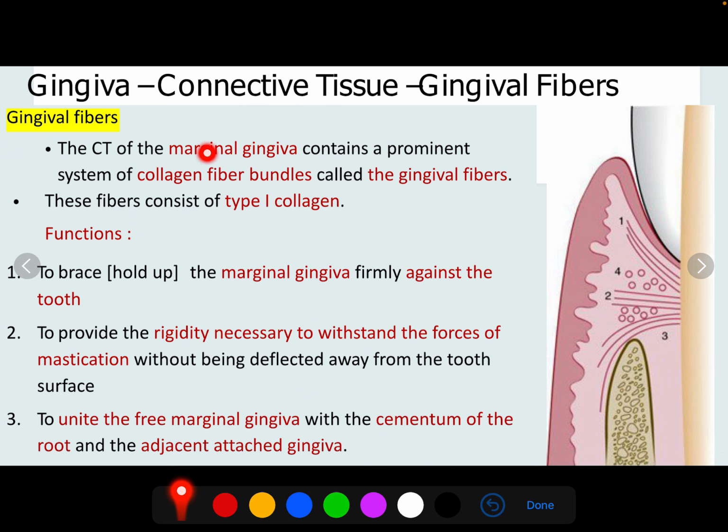The connective tissue of the marginal gingiva contains a prominent system of collagen fiber bundles called gingival fibers. These are type 1 collagen. What are their functions? They help to hold the marginal gingiva firmly against the tooth surface. They provide the rigidity necessary to withstand the forces of mastication, and they also unite the free gingival margin with the cementum of the root and the adjacent attached gingiva.